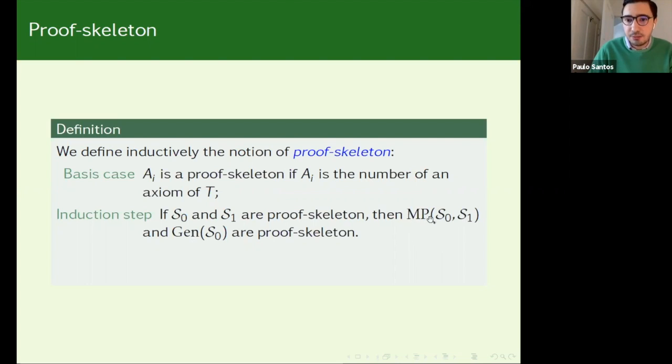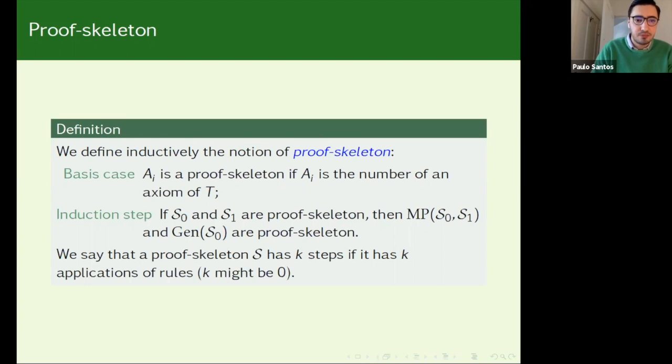So, of course, the intended meaning of this symbol is that modus ponens was applied to these two ideas of proofs, and this one, that generalization was applied to some idea of a proof. We say that the proof skeleton has k steps if it has k applications of rules, and k, of course, might be 0, and this leads to the basis case of the definition.